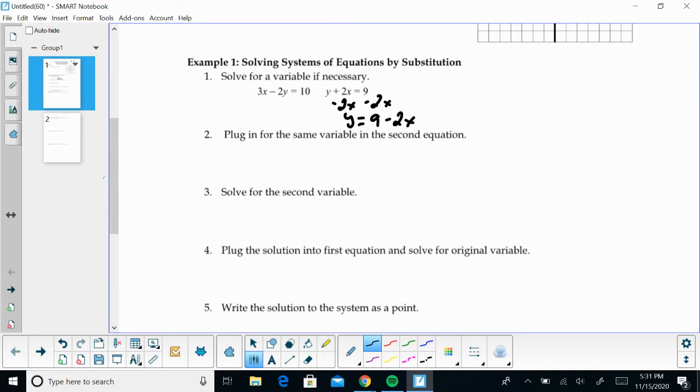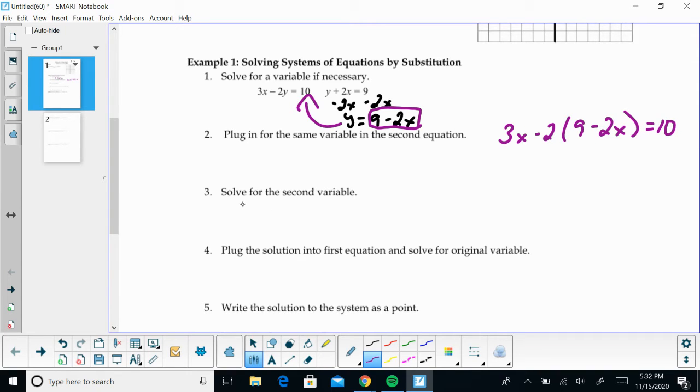Now that I have one that's solved for y, I'm going to plug it in for the same variable in the second equation. So I'm going to plug 9 minus 2x into my second equation for y. So I'll have 3x minus 2 times 9 minus 2x equals 10.